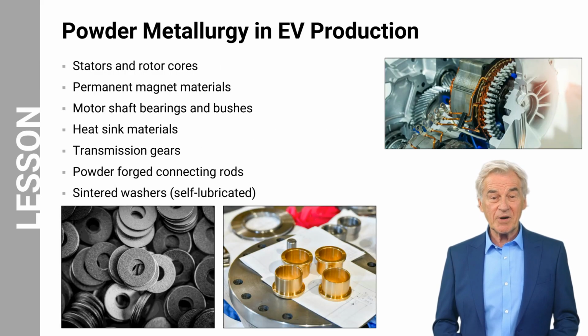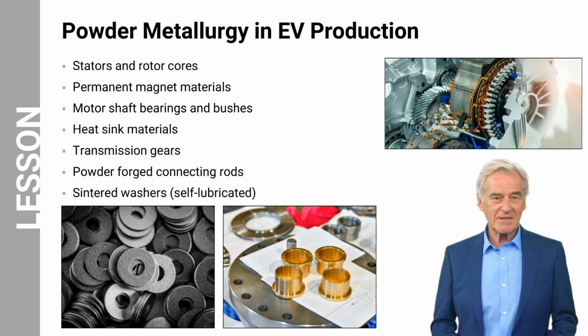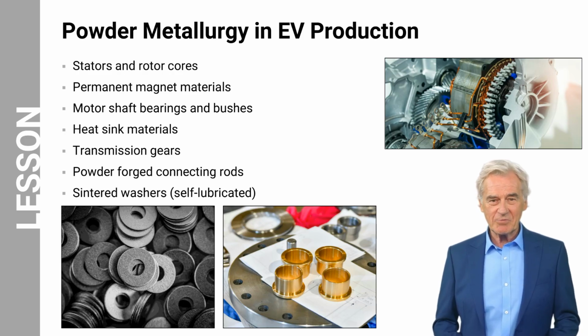Here are some of the components in electric vehicles manufactured using powder metallurgy techniques. The motor assembly produces stators and rotor cores to achieve optimal magnetic properties, while permanent magnet materials are manufactured to provide the necessary magnetic field strength. The method also creates motor shaft bearings and bushes, often incorporating self-lubricating properties for better performance. Heat sink materials produced through powder metallurgy help manage thermal conditions in various EV systems.